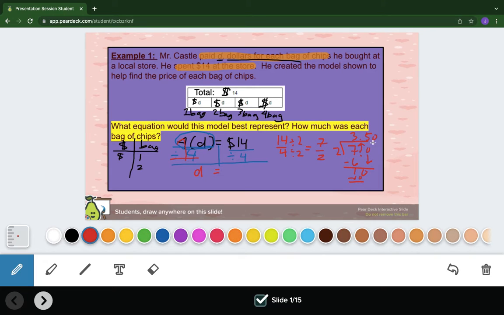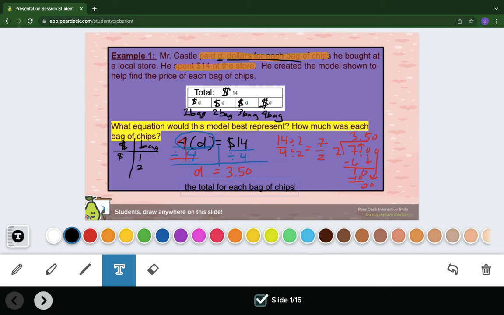And then I can add a 0 here. So that means I would have to add a 0 here. And then it would be $3.50. Okay. So each bag cost me $3.50. So D equals 350, which is the total for each bag of chips. And that would be your answer right there.